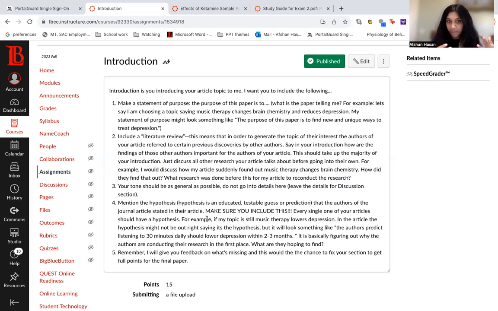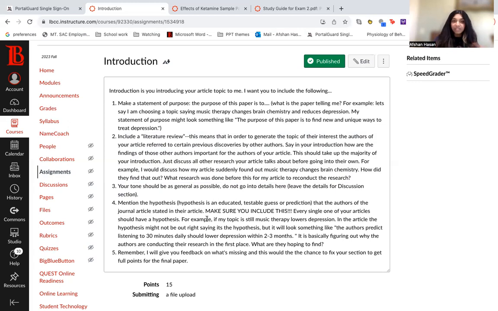So the whole point of your paper, right? What are the authors hoping to find out from this study? What are they trying to figure out? What's their hypothesis? Okay, they're looking at music therapy and depression. What are they hoping to find? What is their main deduction that they're trying to make? So it's basically figuring out why these authors are conducting their research in the first place. What are they hoping to find out?